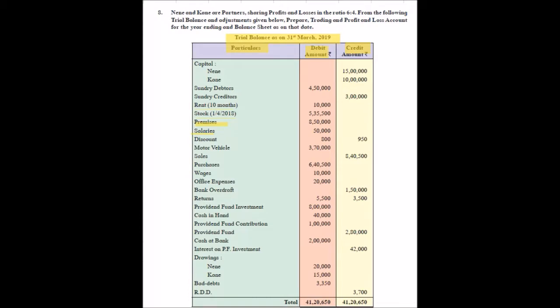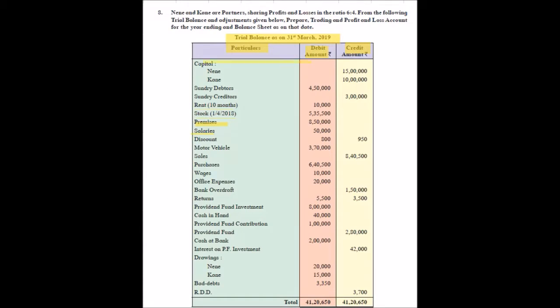Next, sundry creditors, rent for 10 months, opening stock we have, premises, salaries, discount, motor vehicles, sales, purchases, wages, office expenses, bank overdraft, provident fund investment, cash in hand, provident fund contribution, cash at bank, interest on PPF, drawings, how much they withdrew, the bad debts, and the reserve for doubtful debt. This is the trial balance they have given.